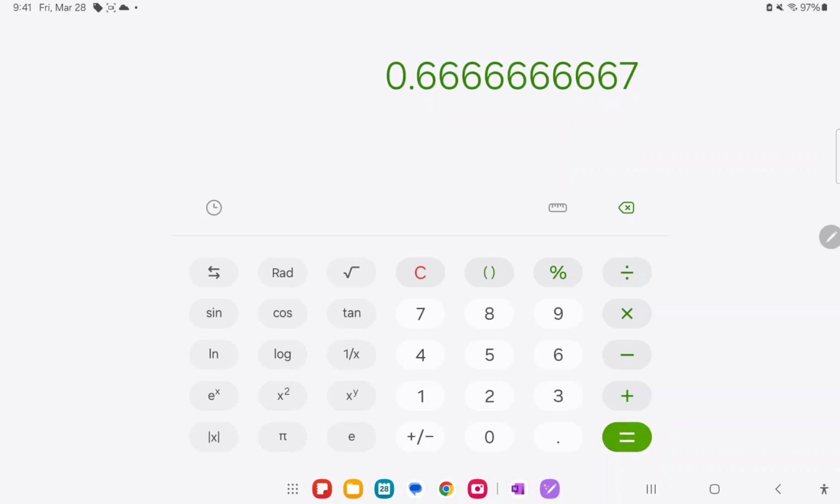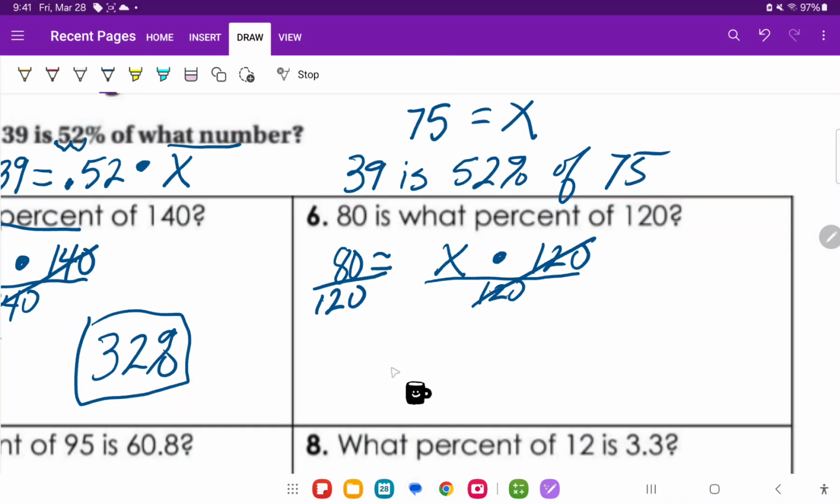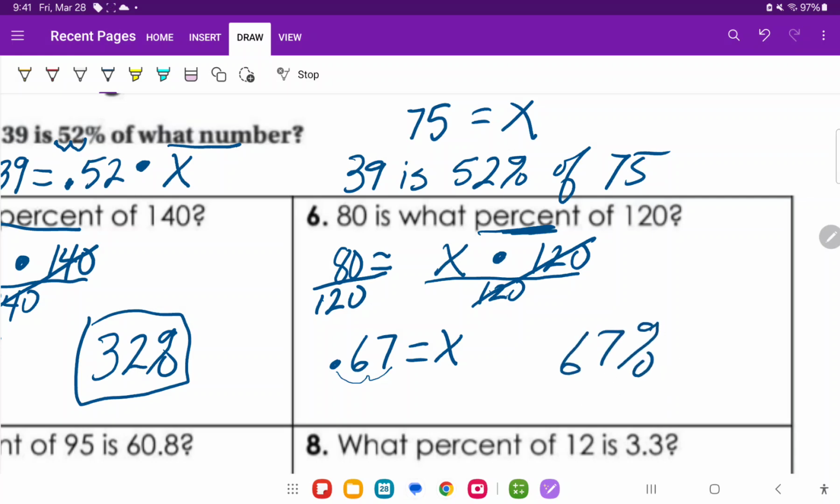All right, and we're going to round that to just 2 decimal places, 0.67. Okay, so 0.67 is equal to x. It's a percent. So we're going to move this 1, 2. So my final answer is 67%. Okay.